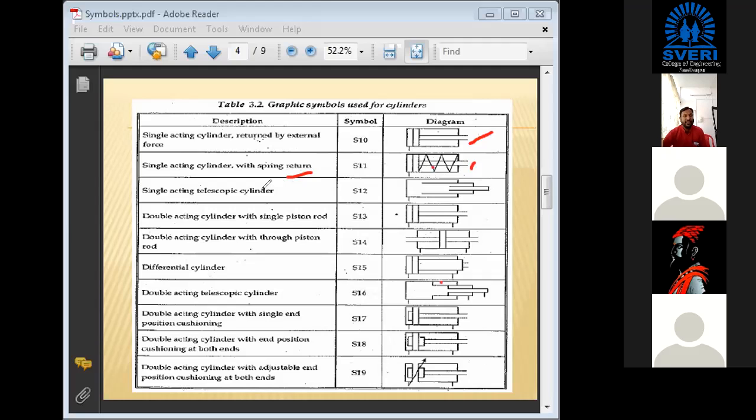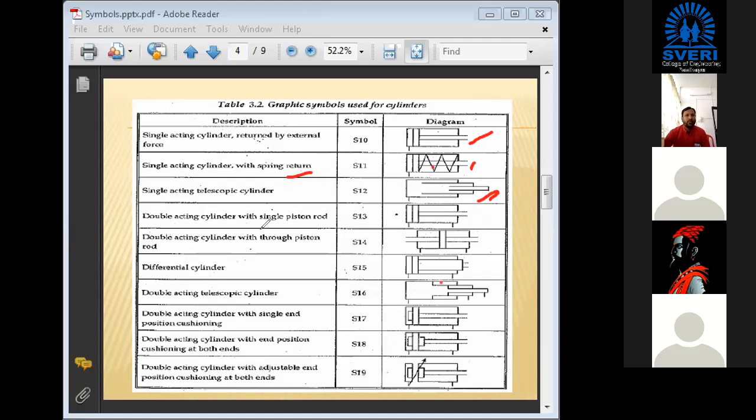Then if you want to indicate a single acting telescopic cylinder, we have a separate type of telescopic cylinder, which you may have seen in a dumper or dumping trolley. We are going to see the animation also; at the time of the telescopic cylinder, I will show the video. The symbolic representation is like this.